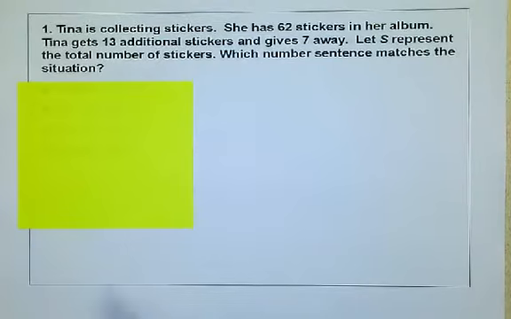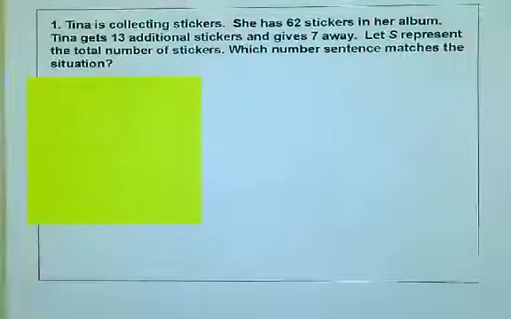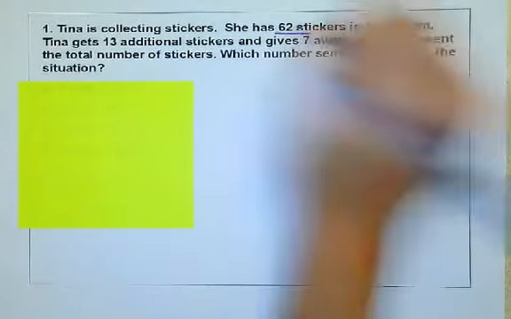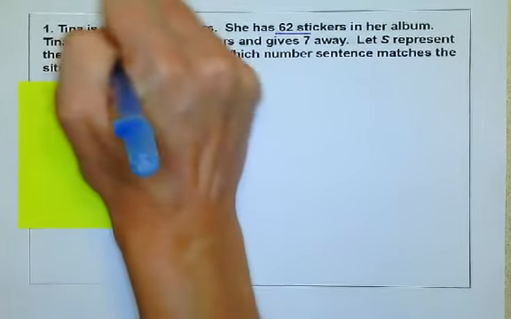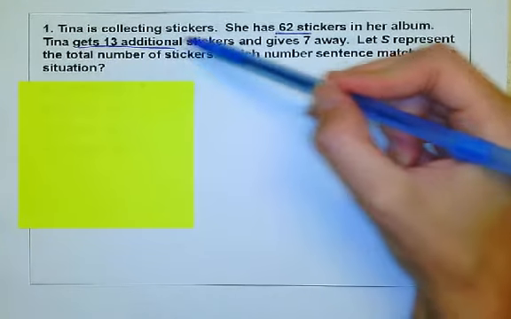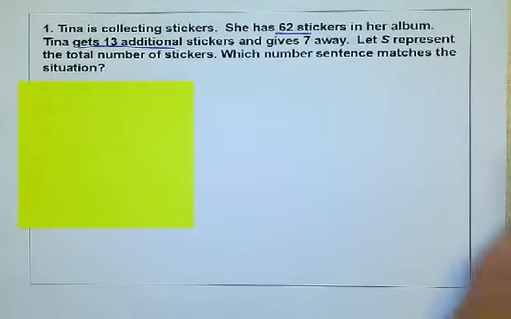And notice that I've covered up all my answer choices. I don't want to look at the answer choices and figure out which one is correct based on those. I want to come up with my own first. But before I can do anything, I need to figure out what is the important information. So she has 62 stickers. She gets 13 additional stickers. I know that she's getting additional, that means I'm going to be adding. And then she gives 7 away, which means I'm going to be subtracting. And then S will represent the total number of stickers.